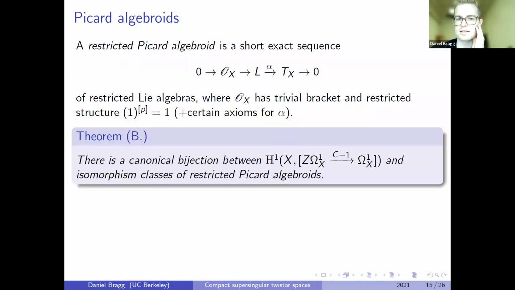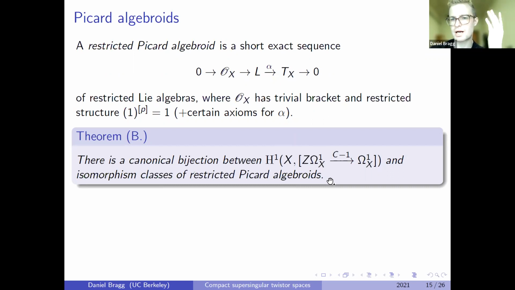But one thing you can do to these things is classify them in terms of cohomology groups. So this is something you can show: isomorphism classes of restricted Picard algebroids are classified by this particular cohomology group. Specifically, I'm taking the cohomology H1 of this two-term complex, Z omega 1 to omega 1, the map being the Cartier operator minus 1.